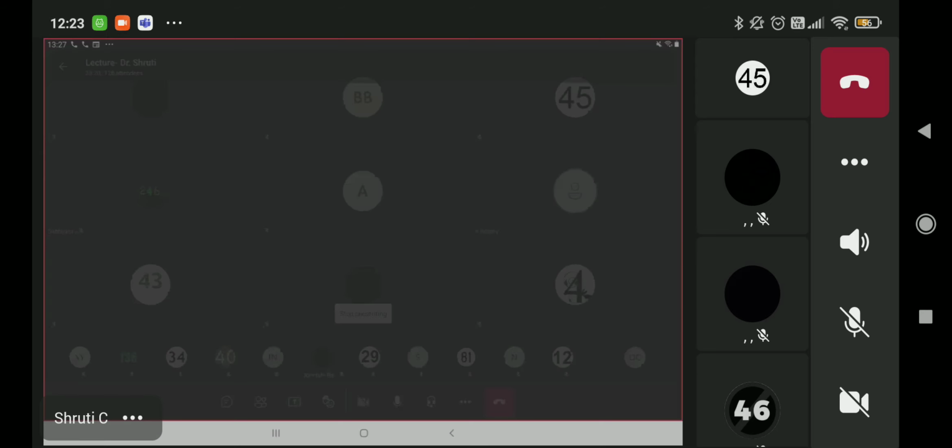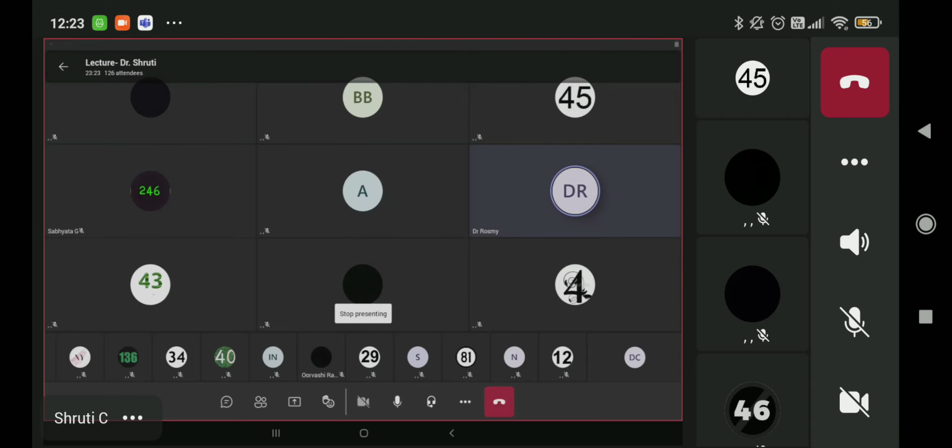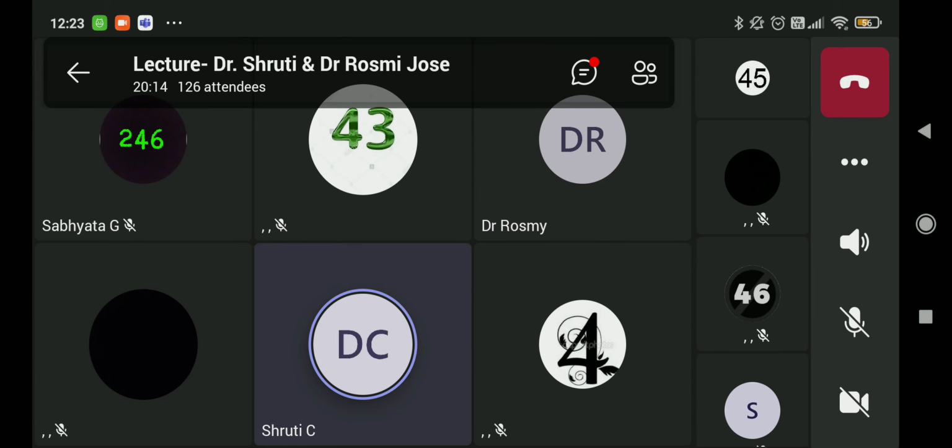Is my screen visible? Is the screen visible?